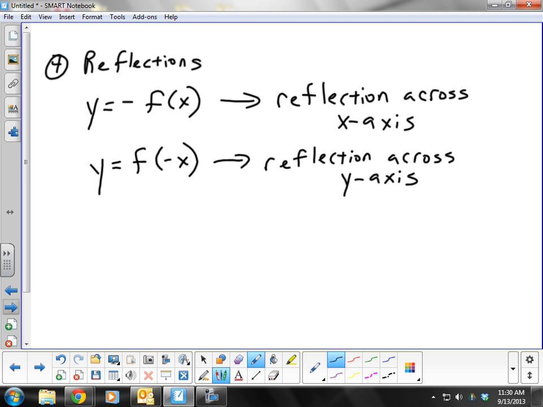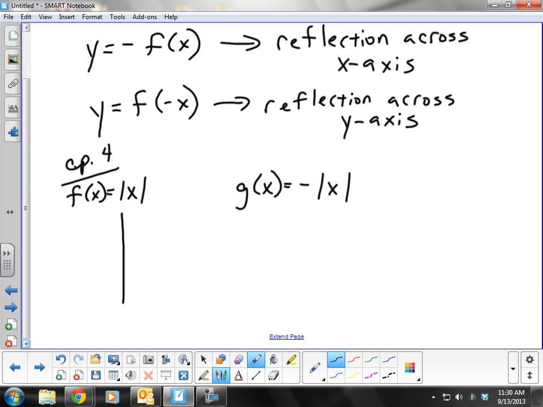So, checkpoint 4 wants us to use the graph f of x equals the absolute value of x to get g of x, the opposite of the absolute value of x. So, the absolute value of x, if we came up with a table, we'd have -2, -1, 0, 1, 2, and then 2, 1, 0, 1, 2, right? Because the absolute value just makes it positive.